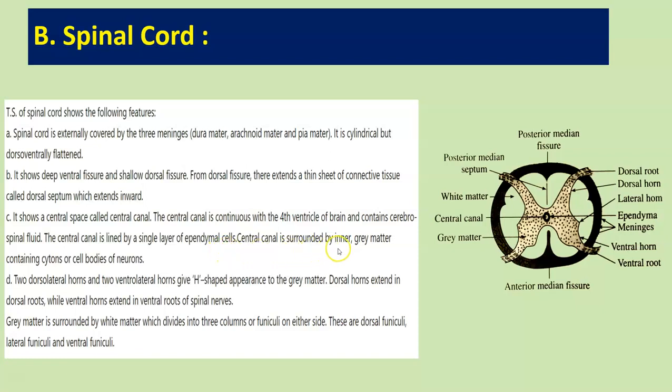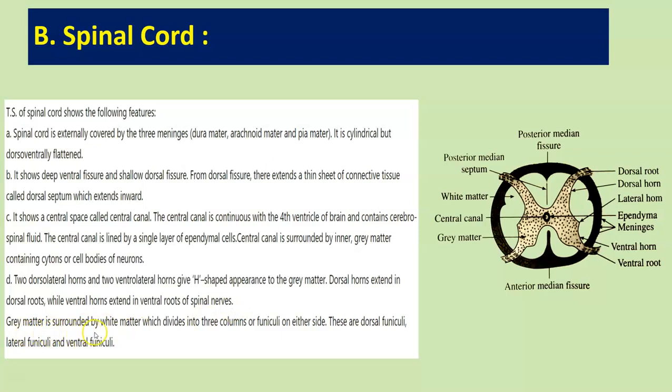The central canal is surrounded by inner gray matter containing cytons or cell bodies of the neurons. And you have two dorsal horns and two ventrolateral horns giving an H-shape appearance to the gray matter. So this here is your gray matter. Can you see this H-shape structure that has appeared? Dorsal horns extend in the dorsal root while the ventral horns extend in the ventral root of the spinal nerves.